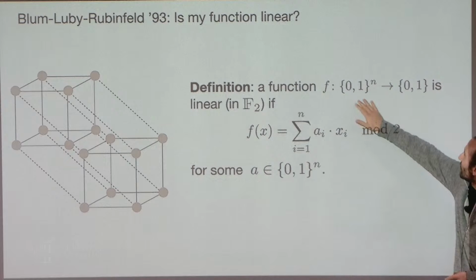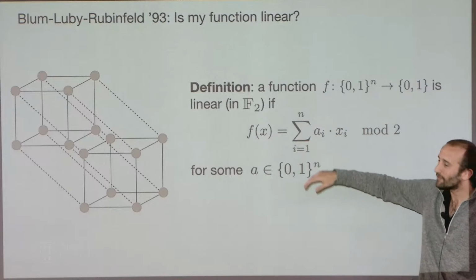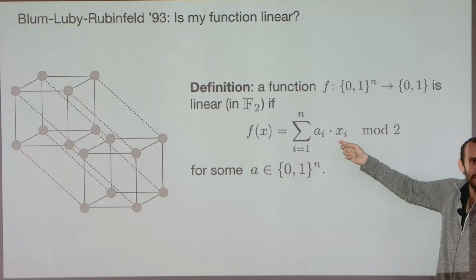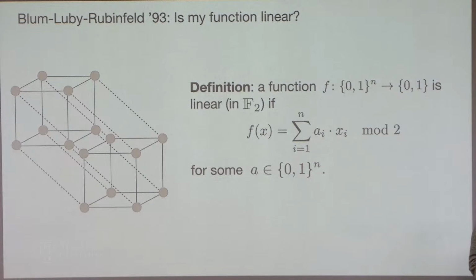A function f is linear over F2 if you can represent f as a linear function with respect to each of the coordinates. Oh, you didn't do F2. Okay, never mind then. Okay, well, I'll talk about F2.